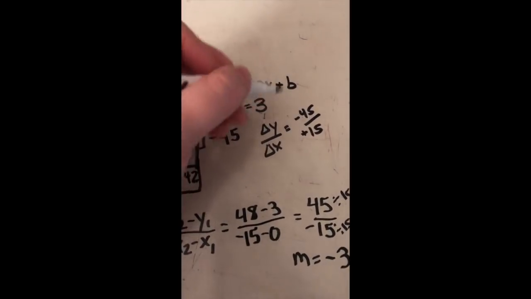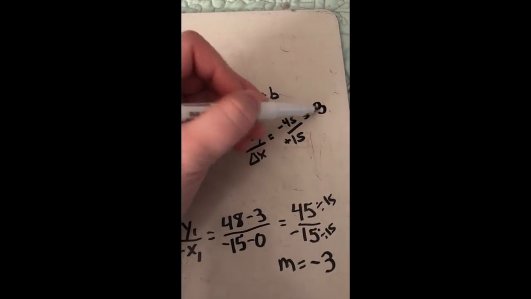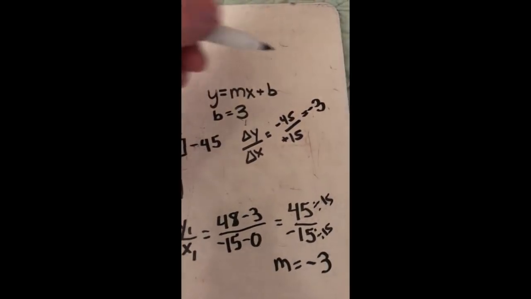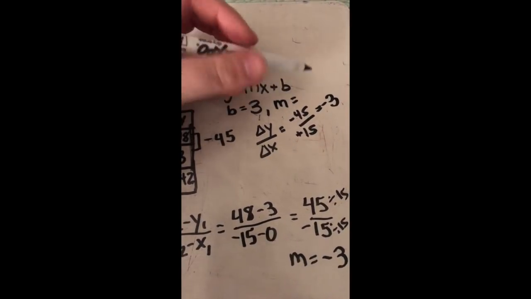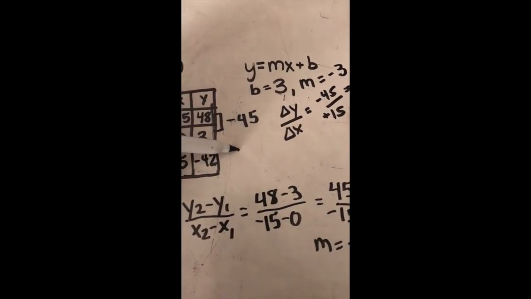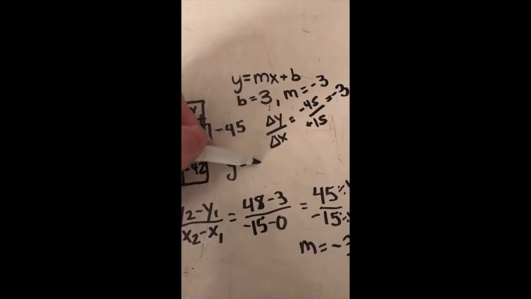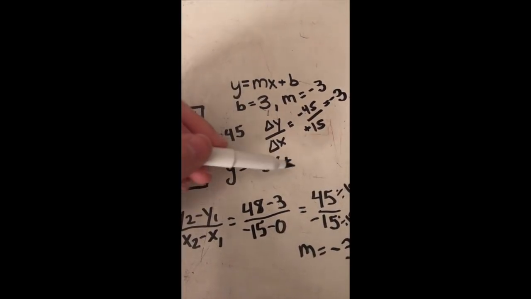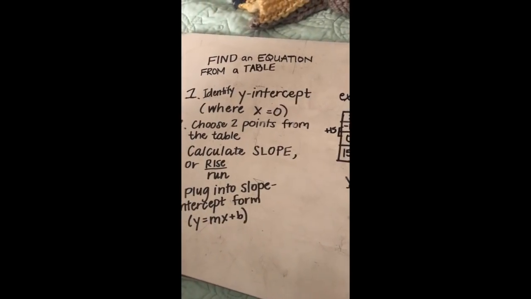Same math, more or less. 45 divided by 15 equals 3, and negative divided by a positive gives us a negative. So we've got b equals positive 3 and m equals negative 3. So now we can just plug it right on in. y equals m, negative 3, x plus b, which is positive 3. That is how you find an equation from a table.